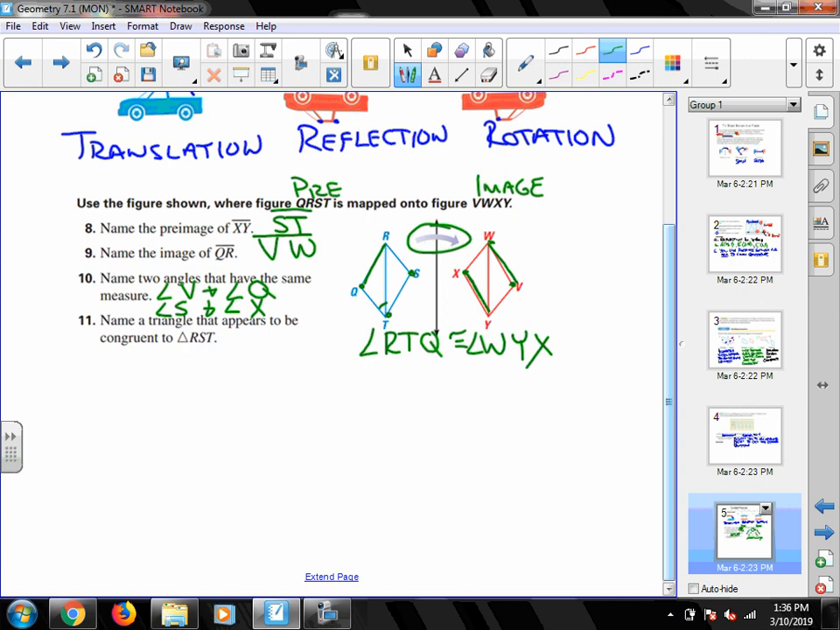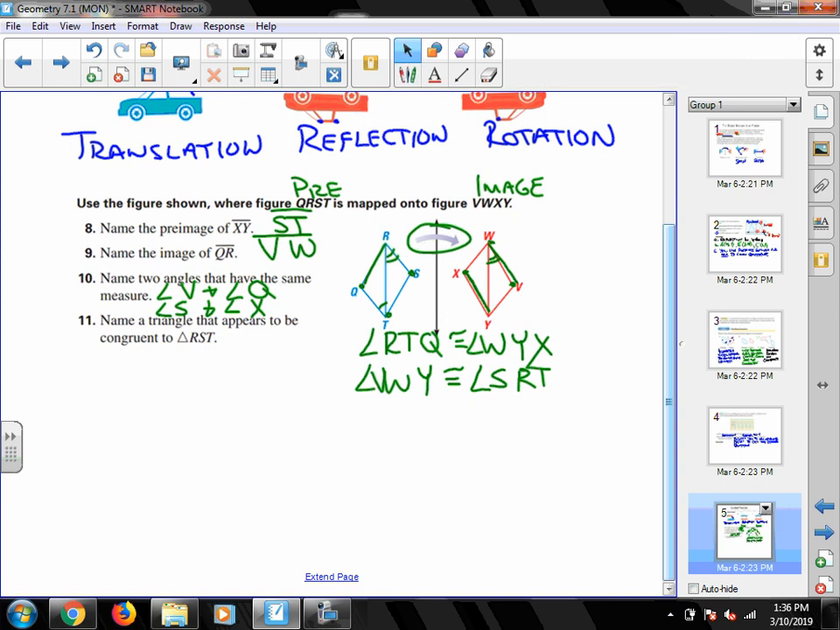These angles here can be congruent. Really, any angles that you pick are going to be right here. So I'll just do one more example. I'm going to go angle VWY being congruent to angle SRT. Again, if you picked one of the other split angles, that's fine. Those should be congruent as well. Just make sure they match up.